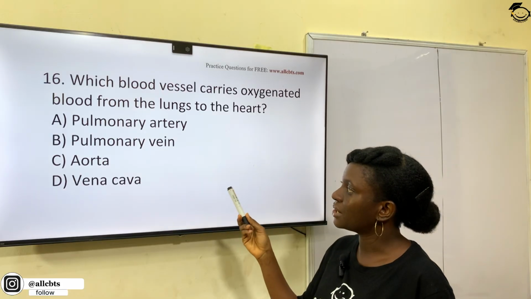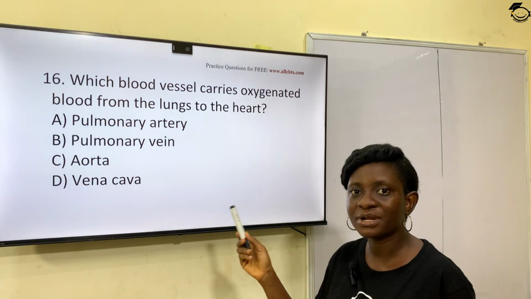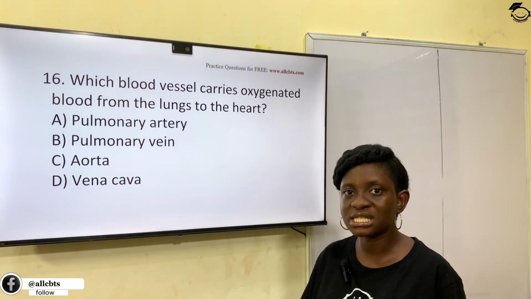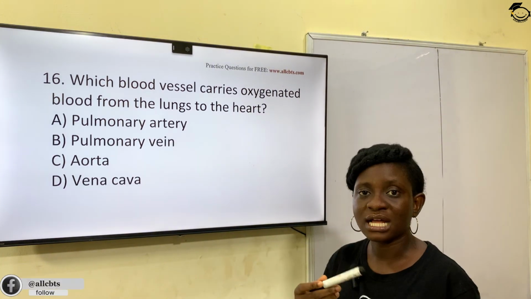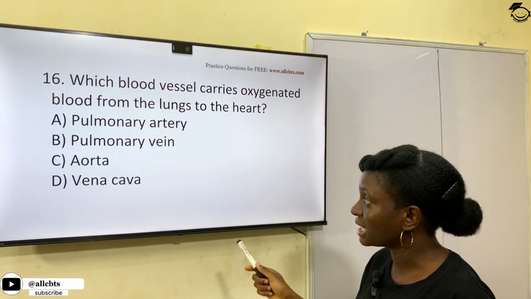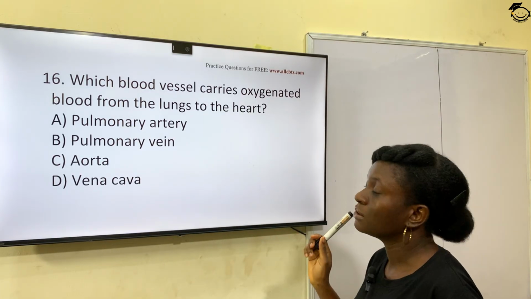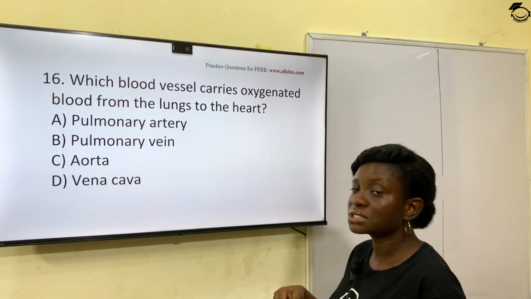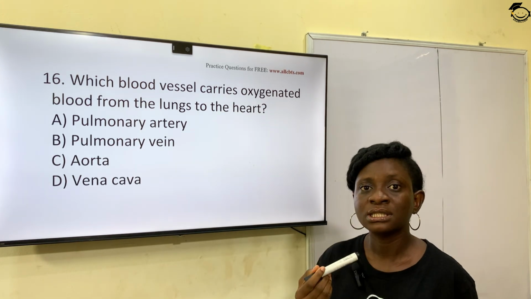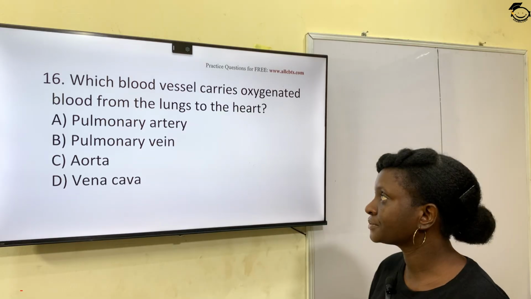as pulmonary vein, while pulmonary artery carries the deoxygenated blood from the heart to the lungs. But the right answer to this question is pulmonary artery, which is involved in carrying oxygenated blood from the lungs to the heart. Option A.